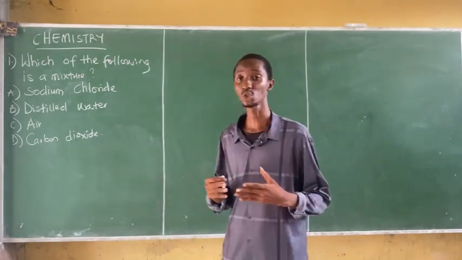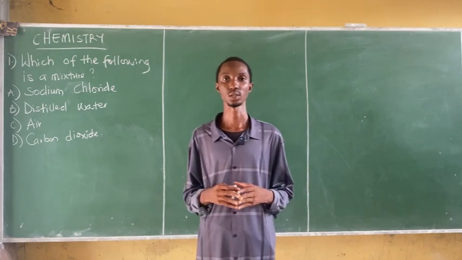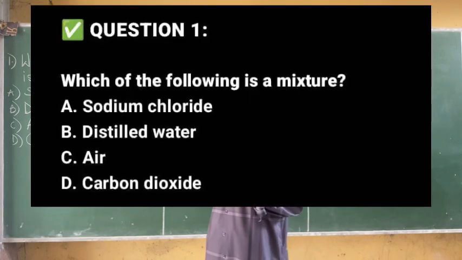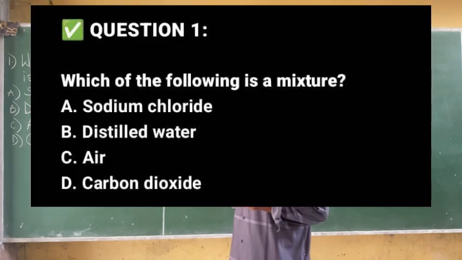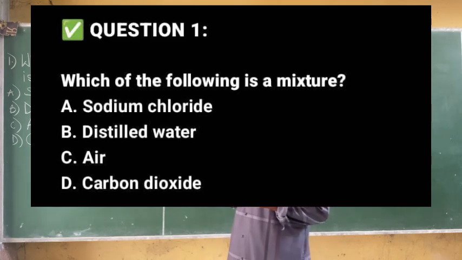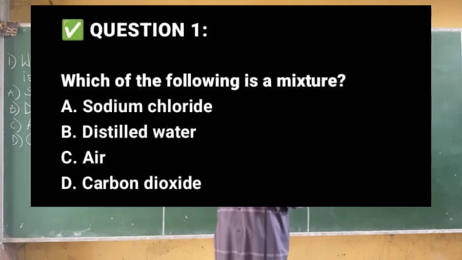In today's class, we'll be solving over 10 most repeated post-UTME questions on chemistry. The first question we have for today says, which of the following is a mixture? Option A, sodium chloride. Option B, distilled water. Option C, air. And option D, carbon dioxide. The question says, which of the following is a mixture?